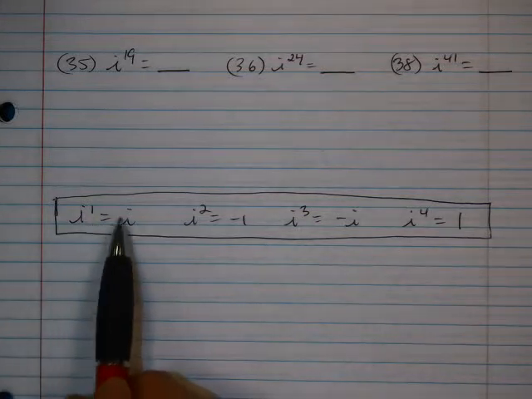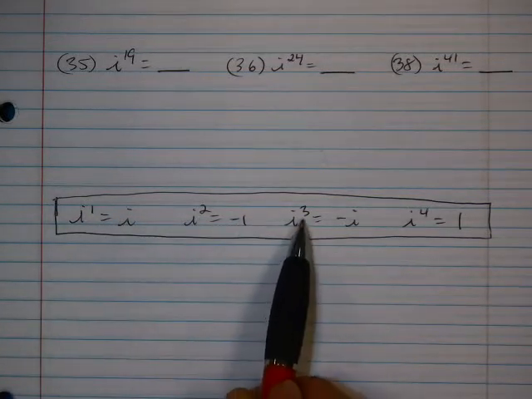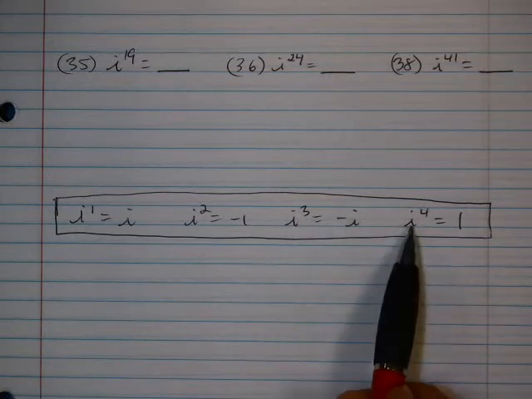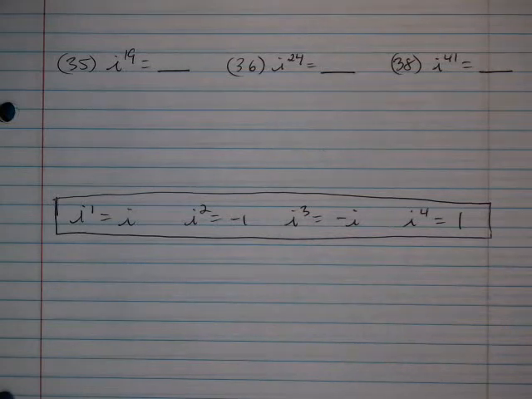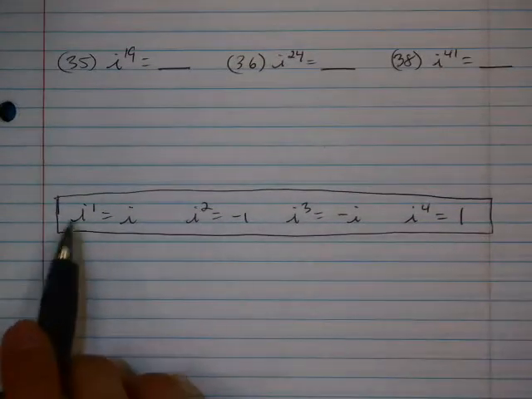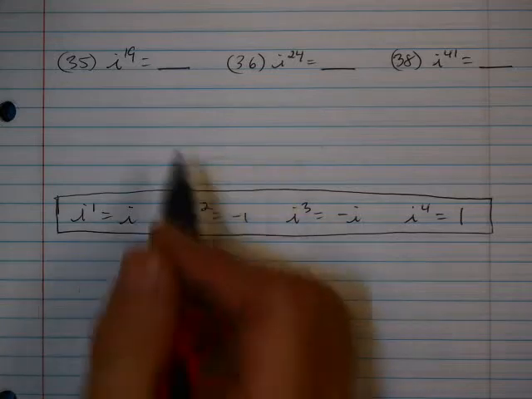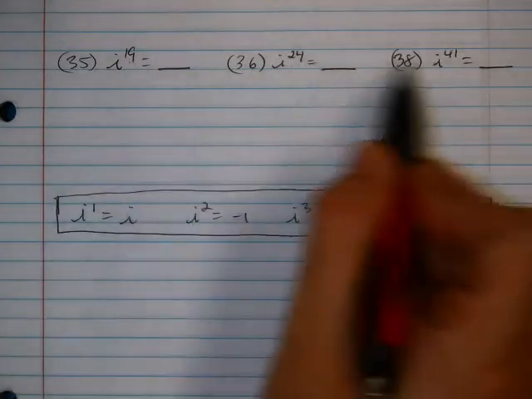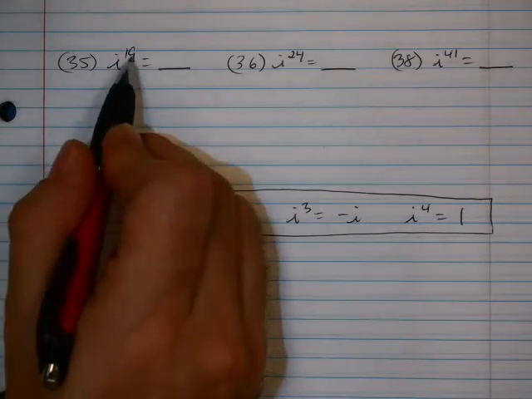i to the first equals i, i squared equals negative 1, i to the third equals negative i, i to the fourth equals positive 1. These are all the versions of i's that we're kind of used to. We want to get these i's to be one of these exponents, either i to the first, second, third, or fourth. Now, since there's 4 of these in this pattern, I'm going to take each of these exponents and divide by 4.